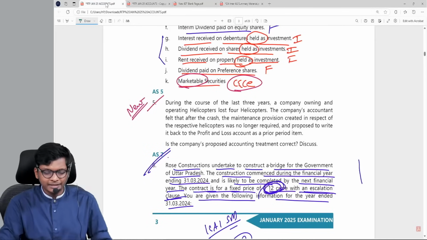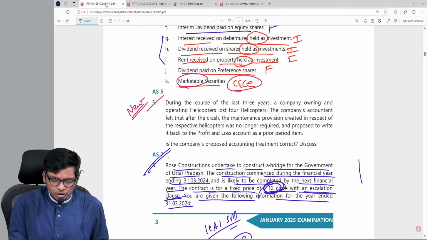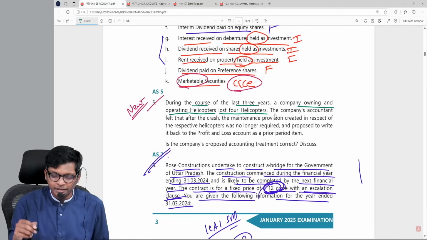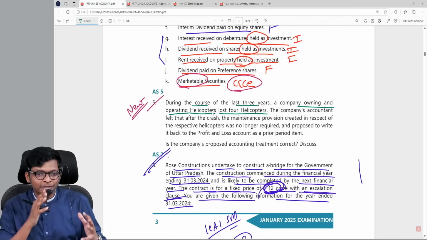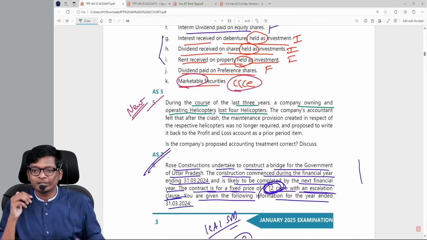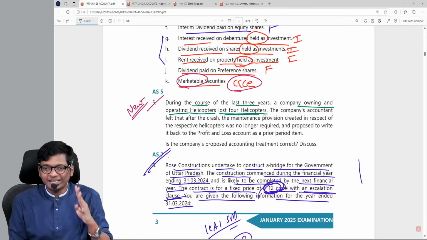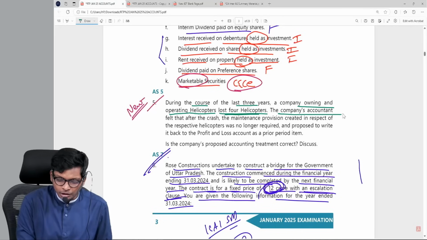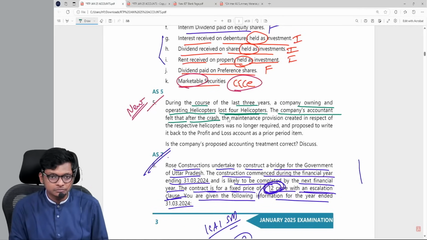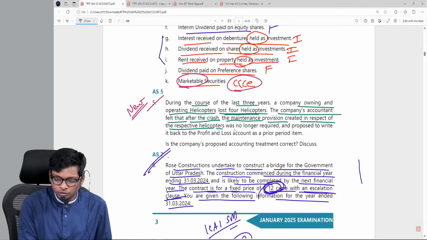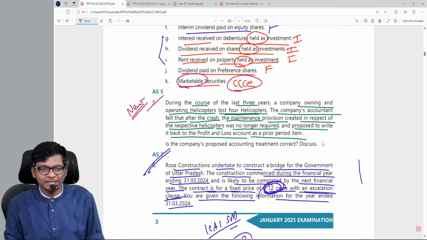Now come to AS5. During the course of the last 3 years, a company owning and operating helicopters lost 4 helicopters. Nowadays all movies have helicopters. This Vettaiyan and Rajinikanth movie also has a helicopter scene. Pushpa 2 also has a helicopter, he will buy and go in a helicopter. So a company owning and operating helicopters lost 4 helicopters. The company's accountant felt that after the crash, the maintenance provision created in respect of the respective helicopter was no longer required and proposed to write it back to P&L as a prior period item.